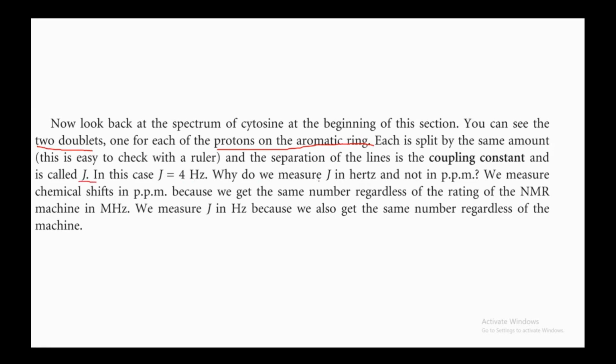Why do we measure J in Hz and not in ppm? We measure chemical shifts in ppm because we get the same number regardless of the rating of the NMR machine in MHz. We measure J in Hz because we also get the same number regardless of the machine.